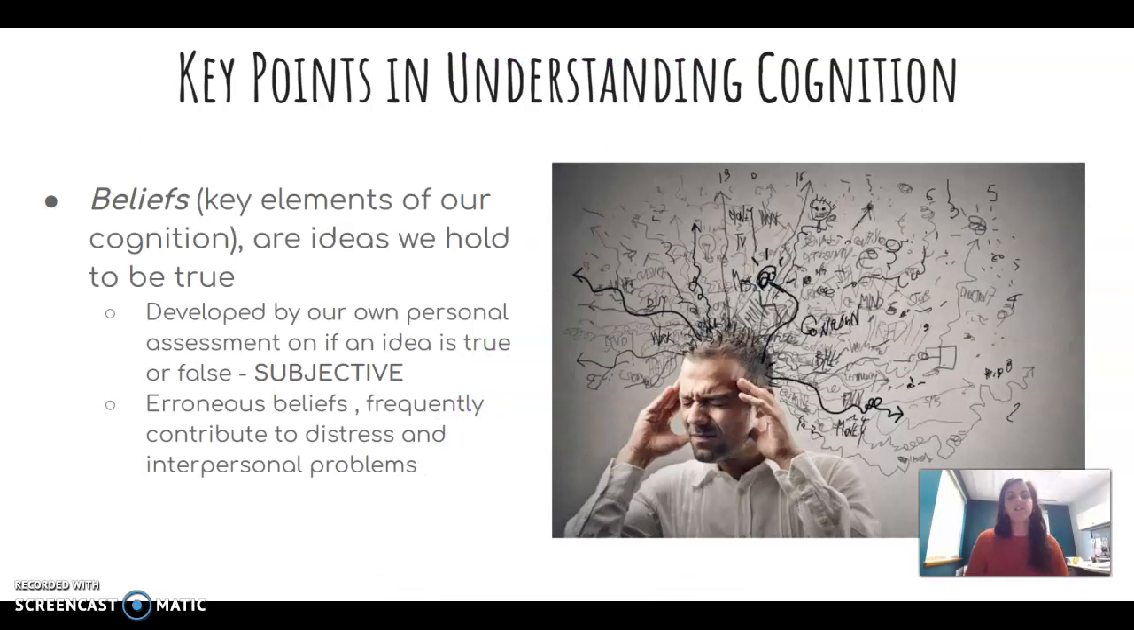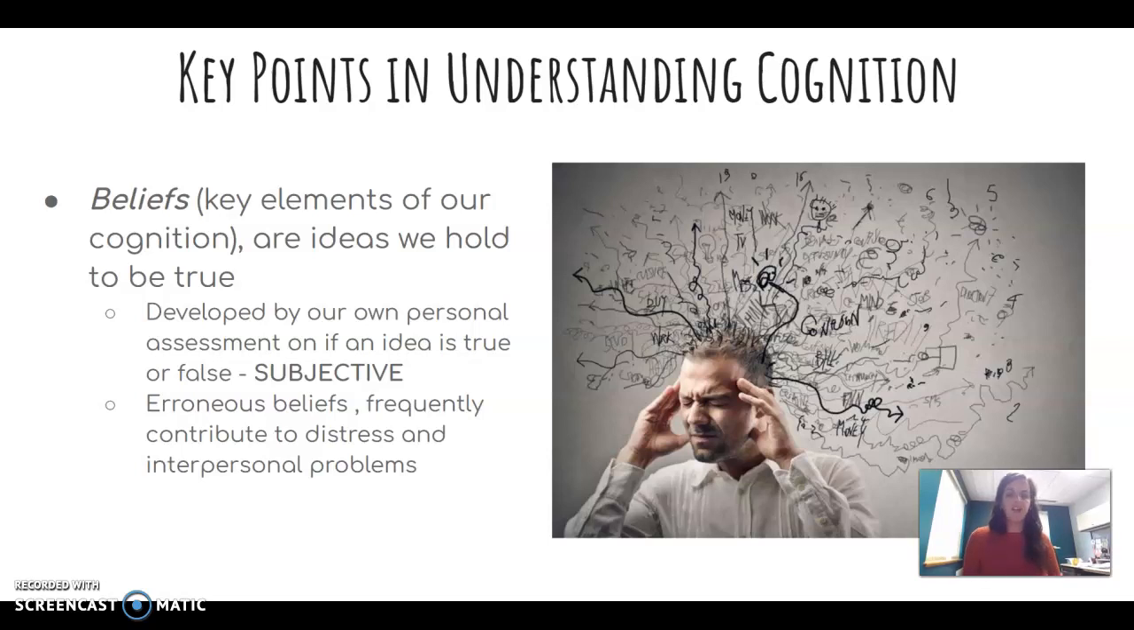Some key points in understanding what cognition is: a key element is what we call a belief. So it's ideas that we as the individual hold to be true. This is a very subjective piece of information, and so beliefs aren't always those concrete things, like 2 + 2 = 4. We believe that to be true, but it's universally held to be true.